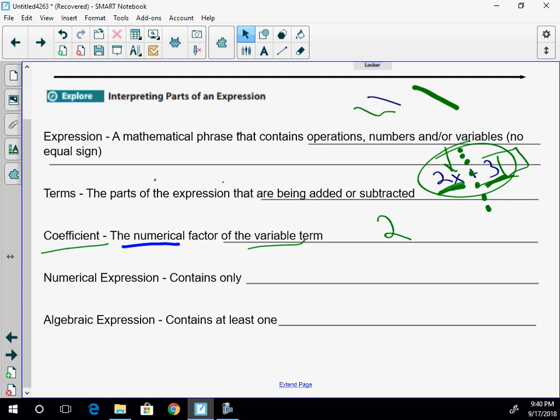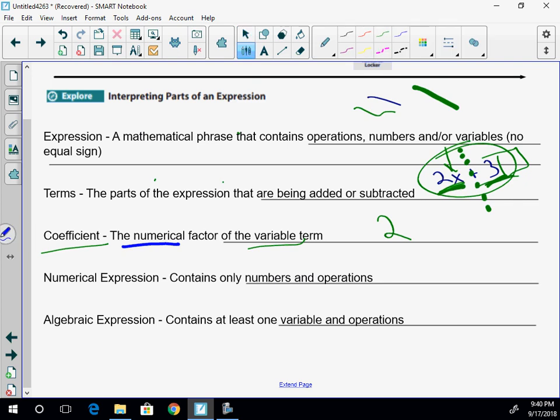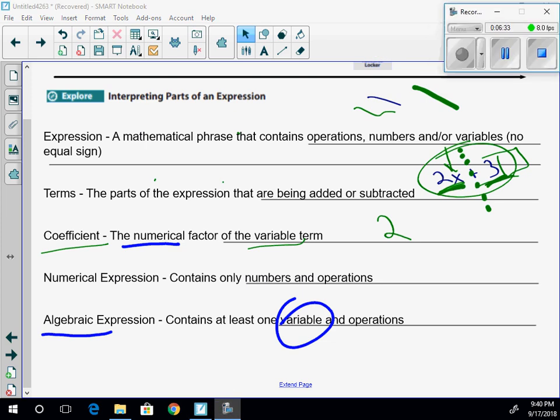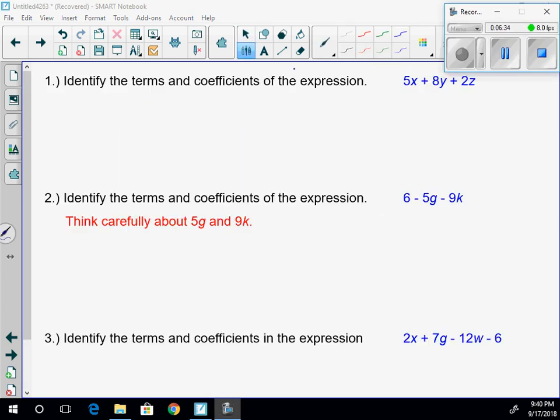Numerical expressions contain only numbers and operations, and algebraic expressions contain at least one variable with their operations. So the difference here being that algebraic expressions contain variables. All right. If you need to pause the video to get that down, go ahead and do so. All right, hopefully you had time to go ahead and get those written in. If not, you can always go back and look at the video.